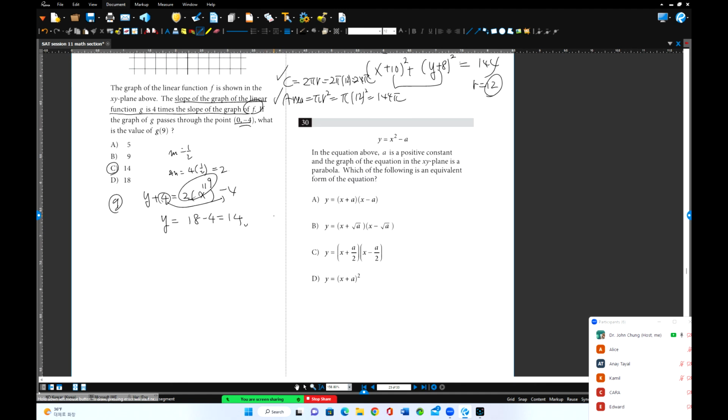Number 30, we continue this one to the irrational root, okay? y equals x squared minus radical a squared, isn't it? So that is the difference of two squares. One is what? Plus radical a, the other is minus radical a, conjugate, okay? That's it. So where is it? Choice B is the answer.